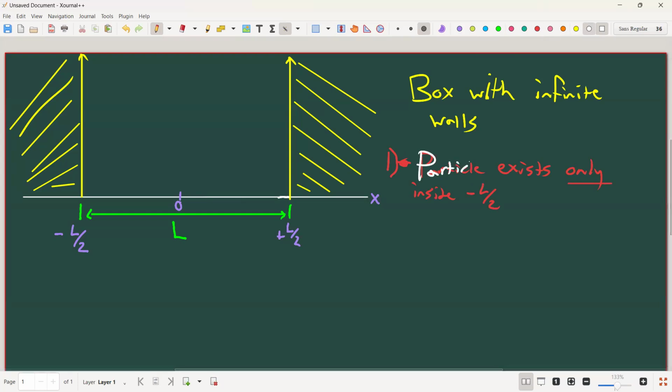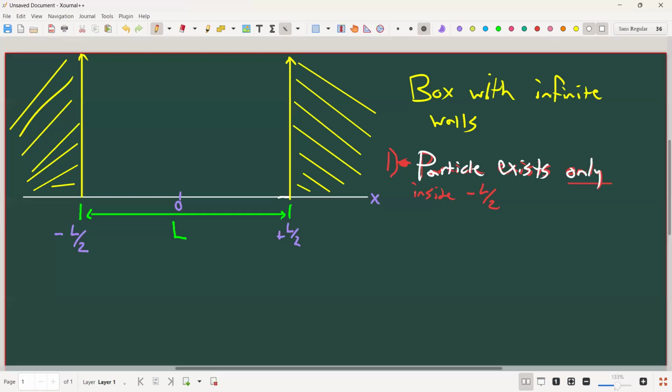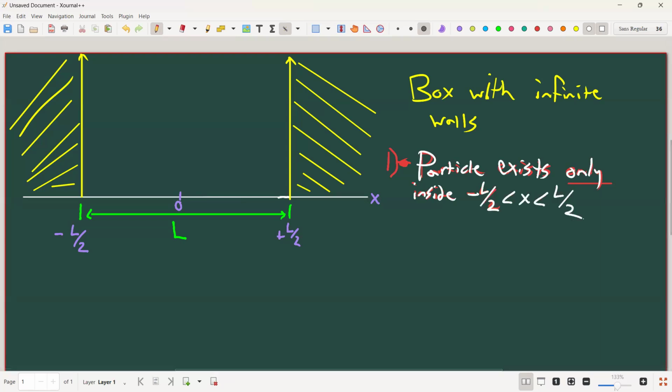Particle exists only inside the range of minus L over 2 < x < L over 2. It can't be at L over 2 or at minus L over 2. It can't be at exactly those points because, again, the wall is infinitely high there. So it's got to be bounded within. So these are not greater than or equal.